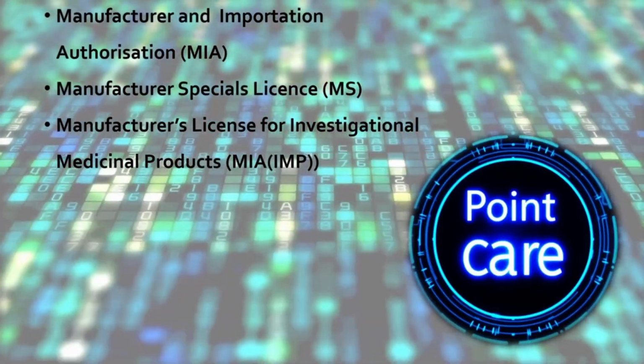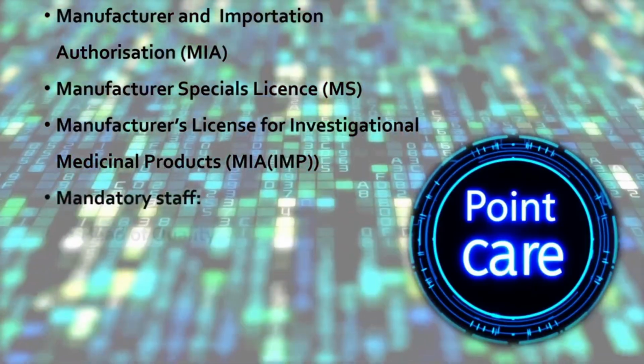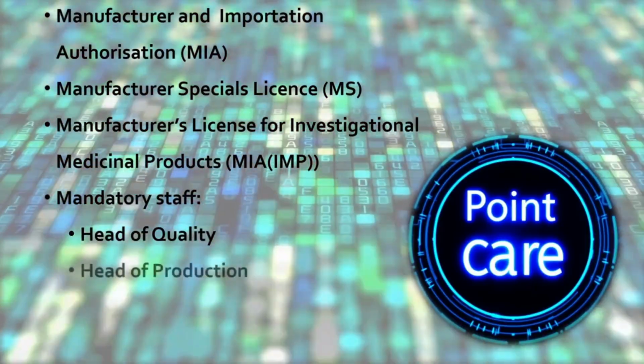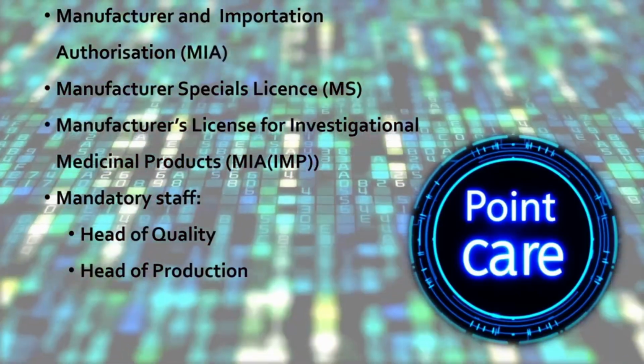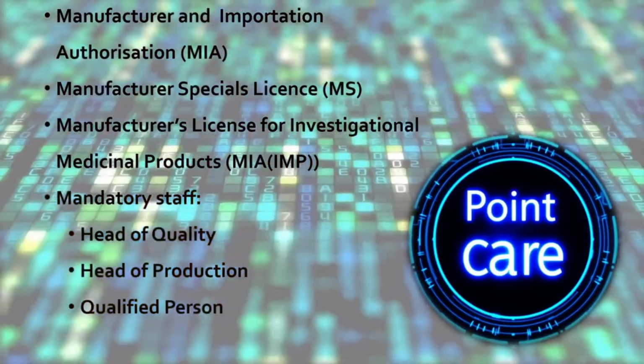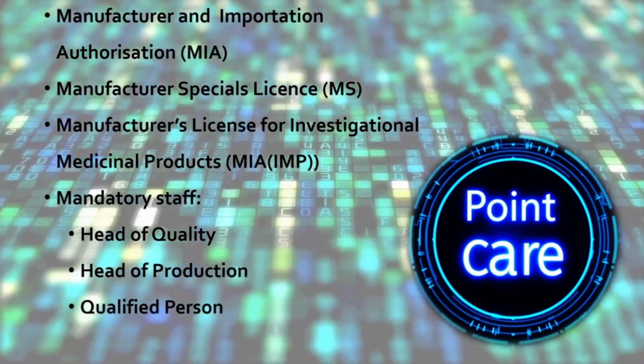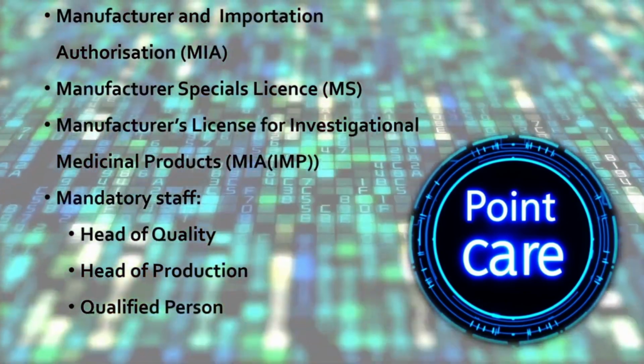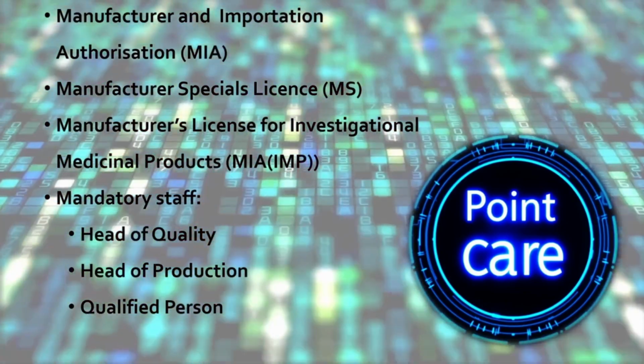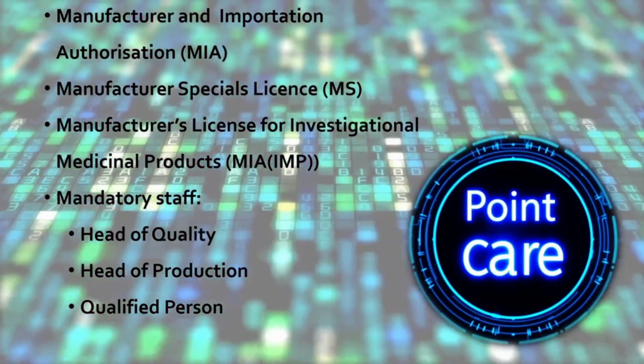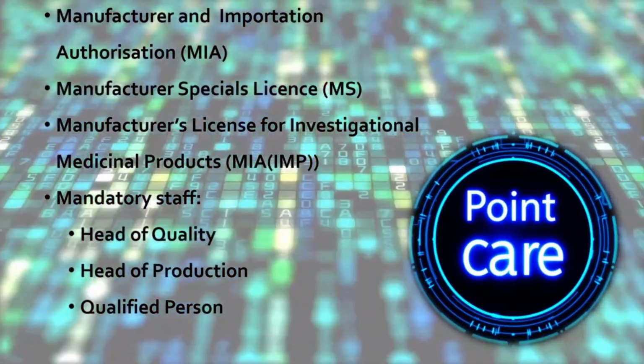Additionally, key personnel must be in place, such as the head of quality, head of production, and for licensed products or IMPs, a qualified person. These roles ensure that all processes adhere to regulatory standards and that the quality of the medicines is maintained. Check out our other videos on key roles in pharmaceutical manufacture to find out more.